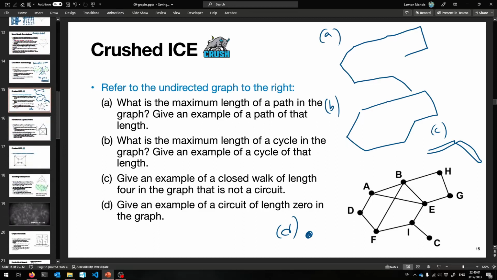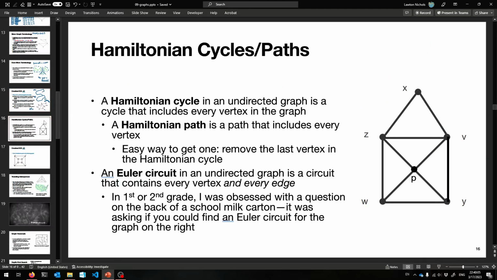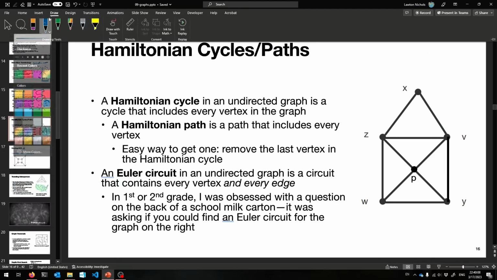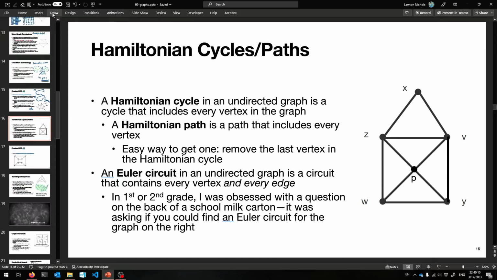And then, yeah, we just have a few more things. There's a lot of new terms. I'm sorry. It's graph theory. Those are the breaks, I guess. So, yeah. Let's talk about Hamiltonian cycles and paths. So this is all about you using everything, usually.